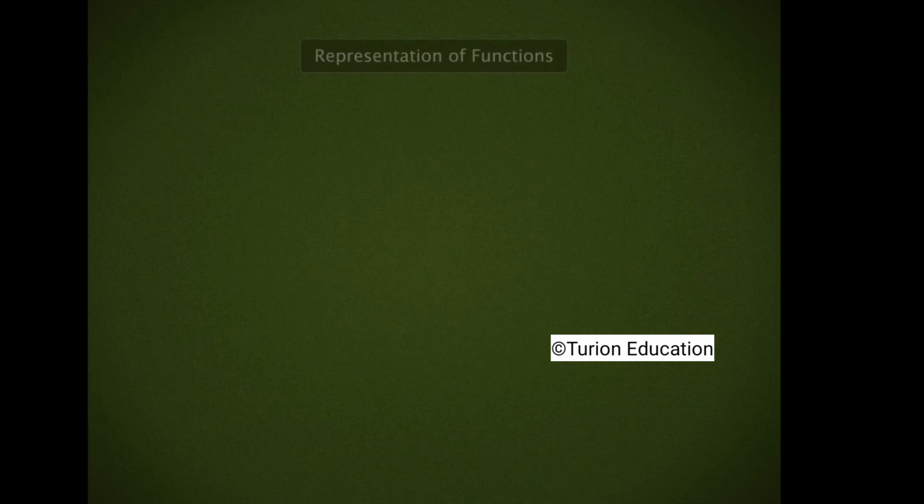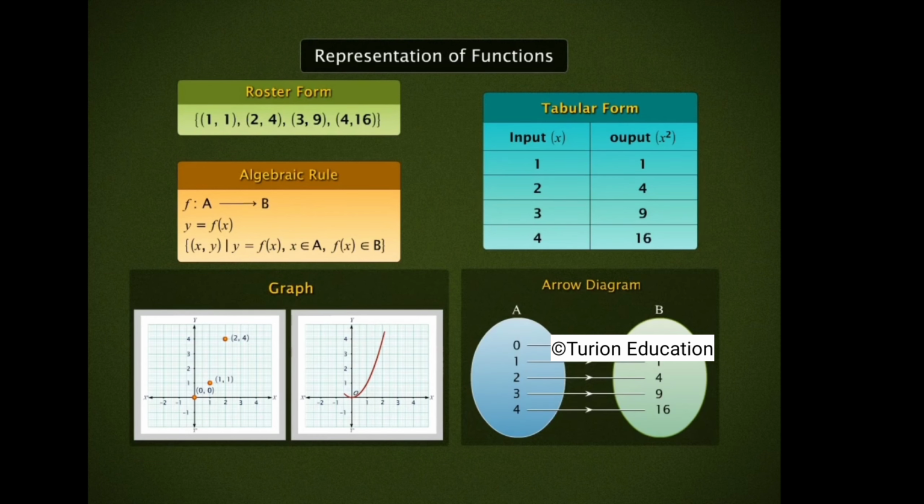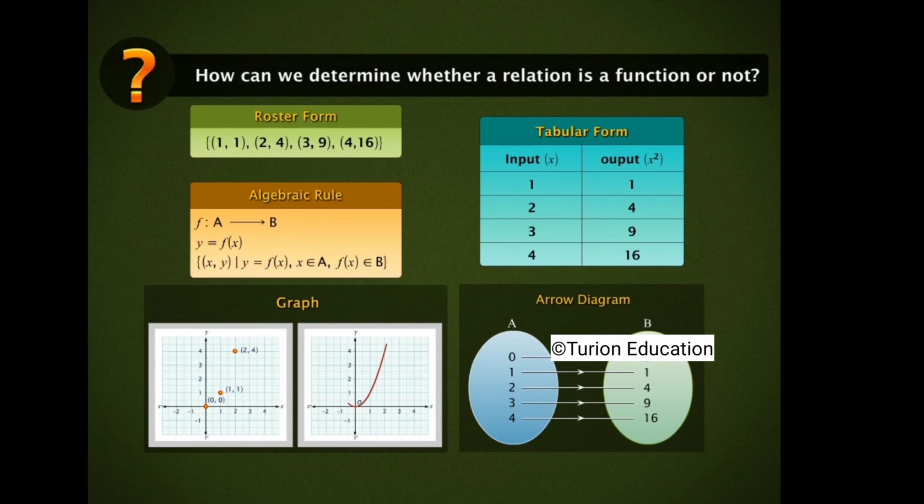We have seen various ways of representing a function in both algebraic and geometric forms. A function, we know, is a special type of relation, and hence not all relations are functions. So, let's find out how to determine whether a relation represented in any of the forms is a function or not.